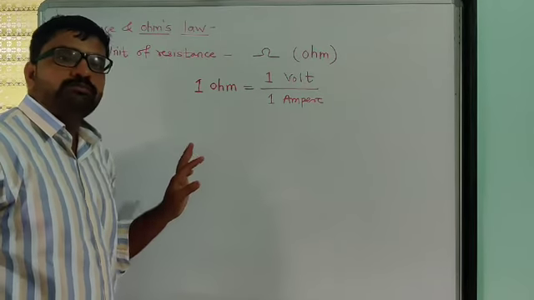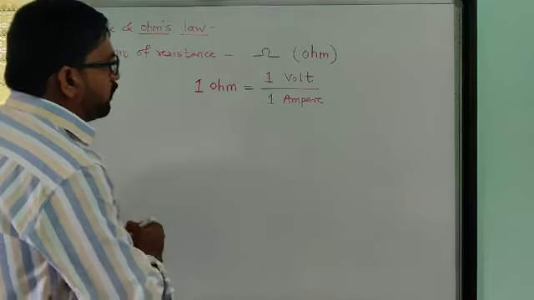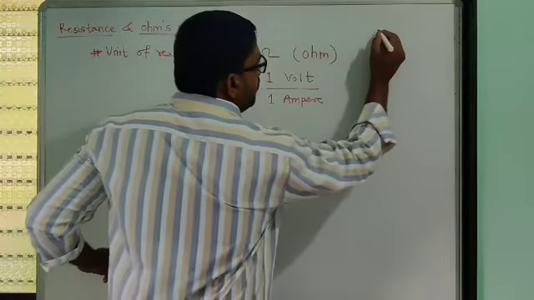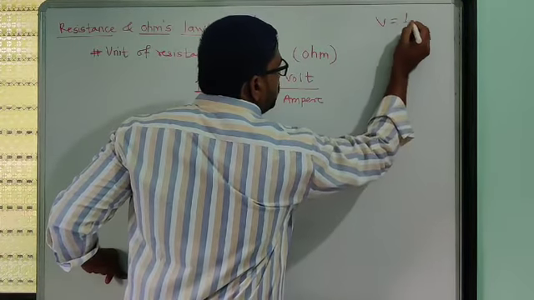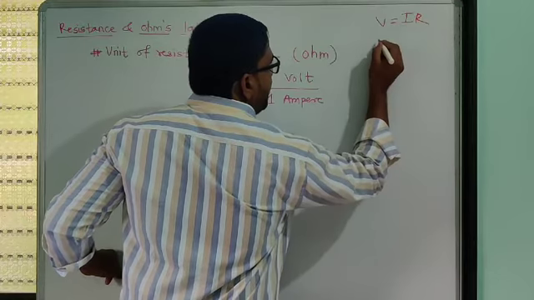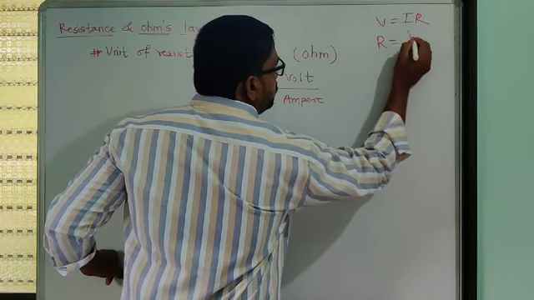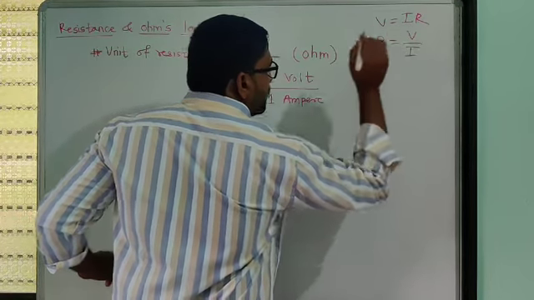So we know this formula. This is Ohm's law, that is V is equal to IR, or we can write R is equal to V by I.